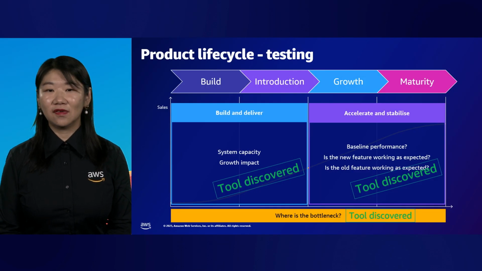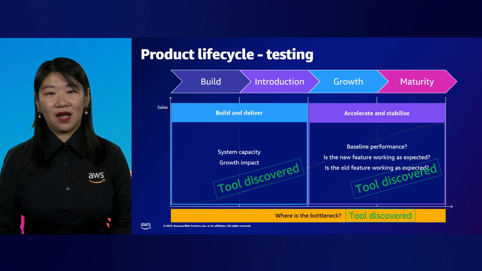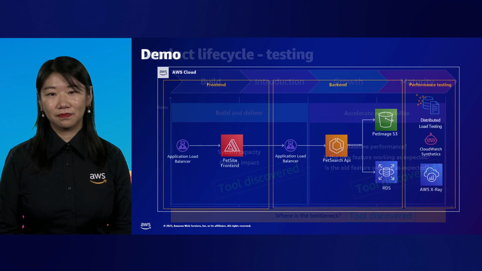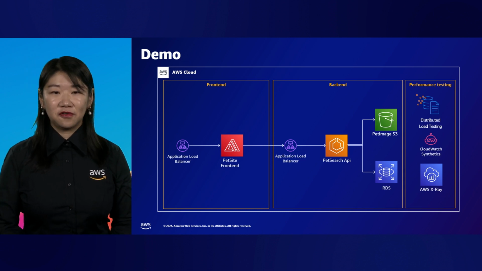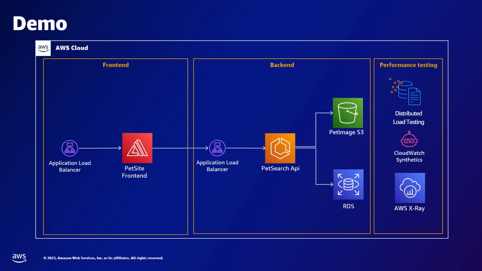Okay, we now have AWS X-Ray to help identify and diagnose any bottlenecks in the system. Now let's put all of this into action on our very first version of the Pet Store. Here's the architecture of the Pet Store I'm about to show you. In the front end, we have a React.js site powered by Amplify. For the backend, we have a pet search API running on our container service, ECS. And behind that, there is an RDS Postgres database and an S3 bucket to hold the images and other assets for us.